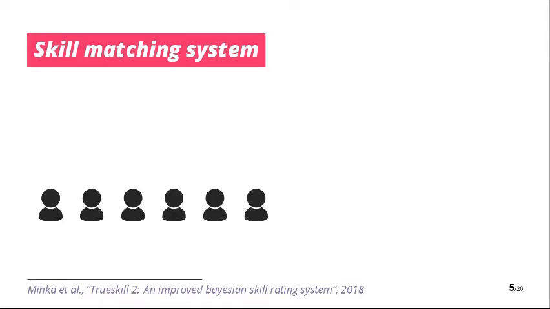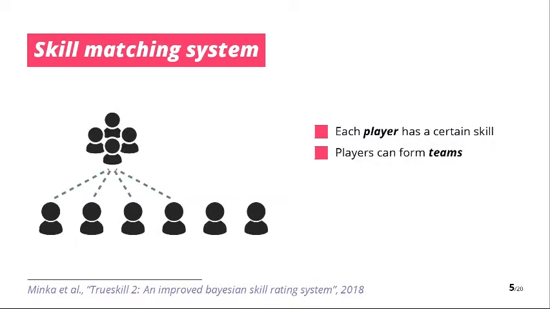To start with, let me convince you that it is important to model both continuous and discrete variables and constraints. Consider a skill matching system for online games. You have to model several players. For each player, he or she has a certain skill, which is a continuous variable, and these players form teams. So there are intricate dependencies between these variables.